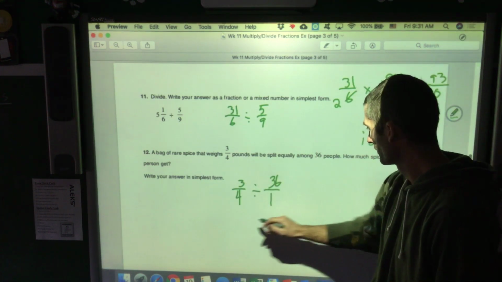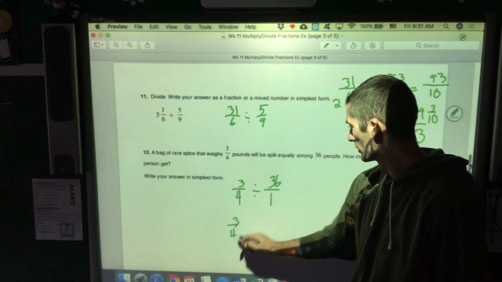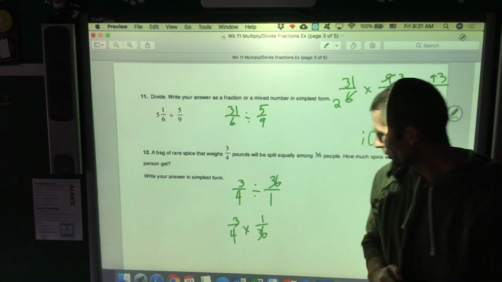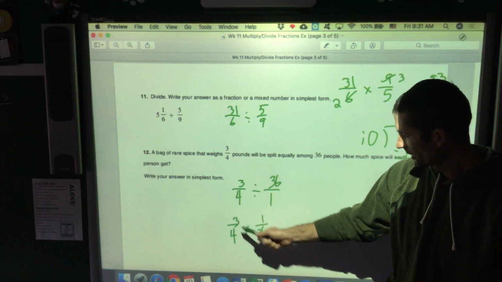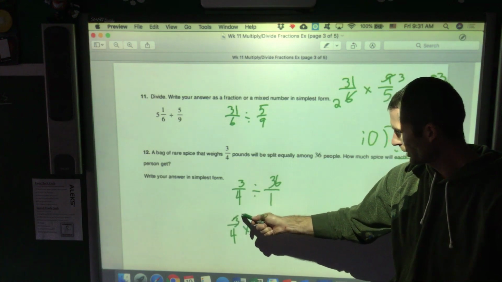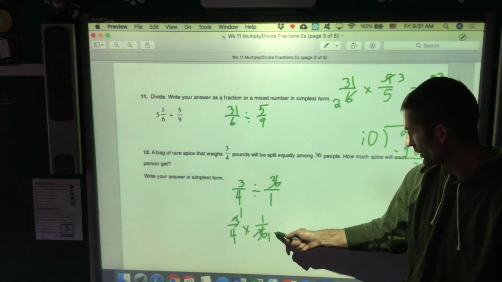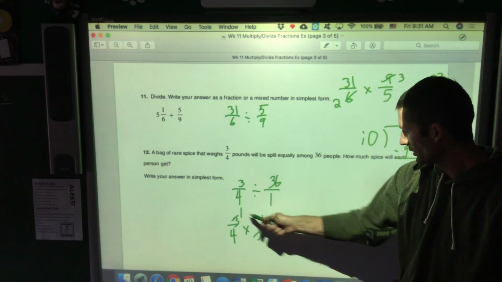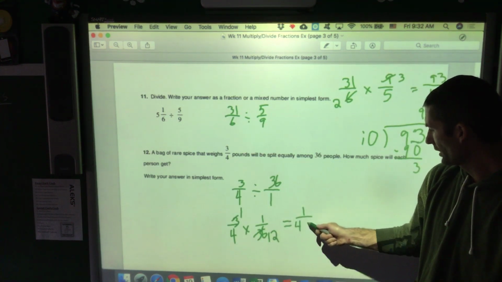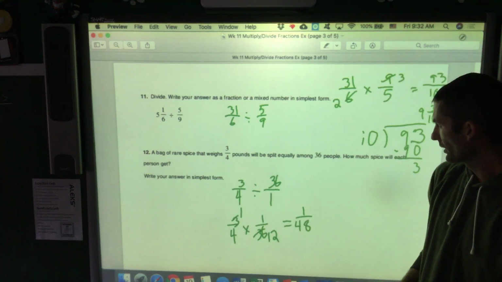Okay, so we keep it, we change it, we flip it. Then we try to simplify. A numerator and a denominator, not two denominators. A numerator and a denominator, divide both those by 3, gets you 12. Now it's easy, 1 times 1 is 1. 4 times 12, 4 dozens is 48. So my answer is 1/48 of a pound.